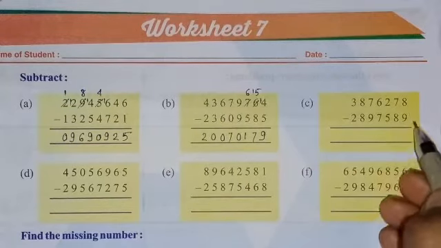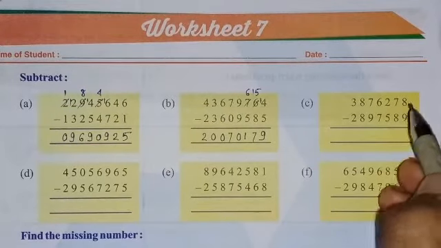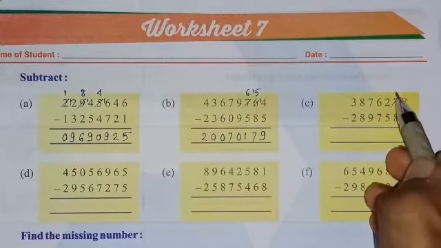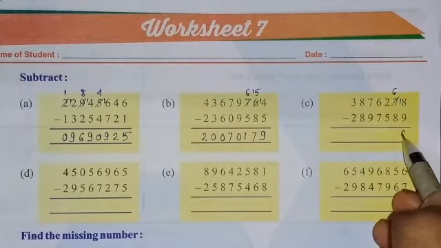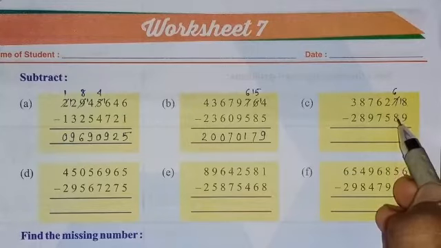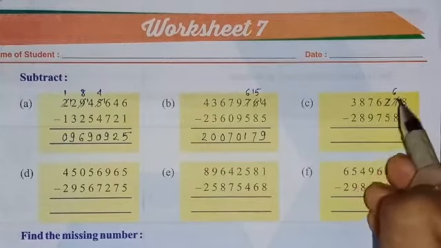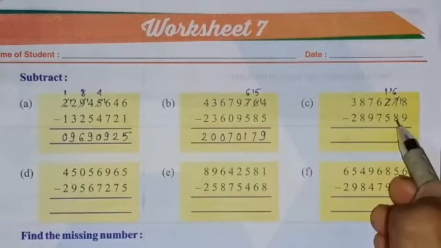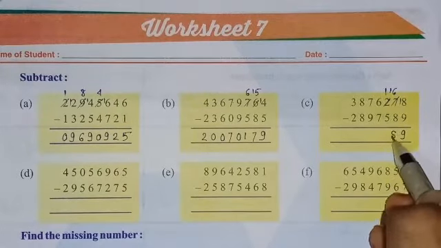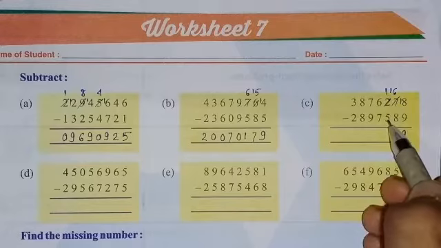See in this question, 8 minus 9, not possible. So borrow from the nearest digit. So it will be 6 and it will be 18. So 18 minus 9, 9. 6 minus 8, not possible. So borrow from this number. This will be 1 and here will be 16. So 16 minus 8, what will be? 8.